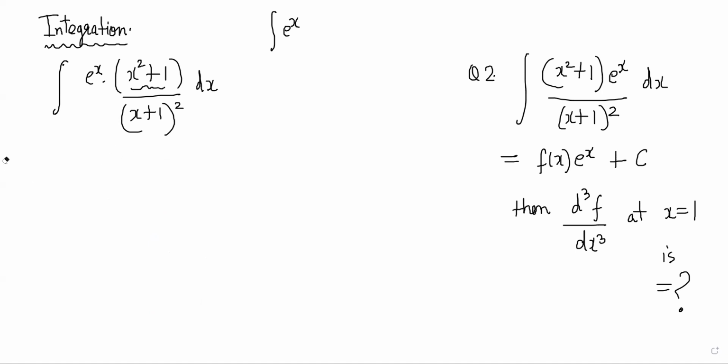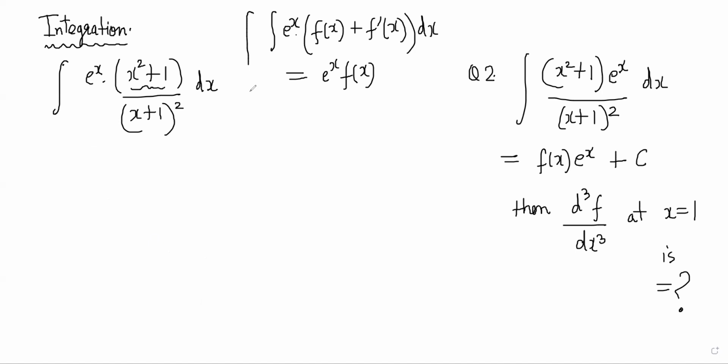What else can you think of? Think of some other approach. Remember this rule that we had seen. This rule everyone should remember. Whenever you see e power x multiplied with something, you should at least think about this once. Is it possible to express this thing as f of x plus f dash x? But if we differentiate any one of them, it's not coming, right?